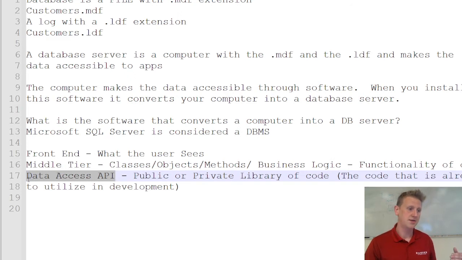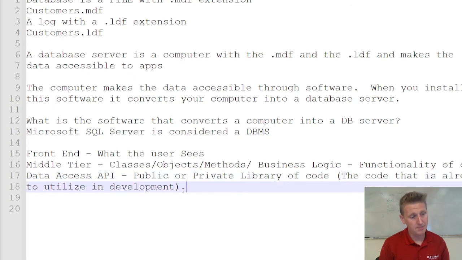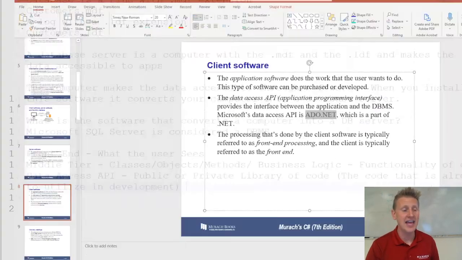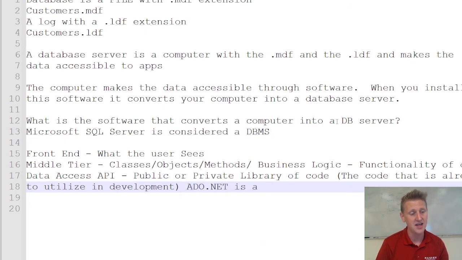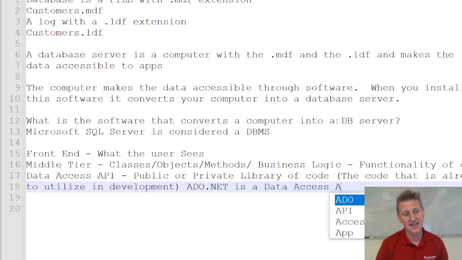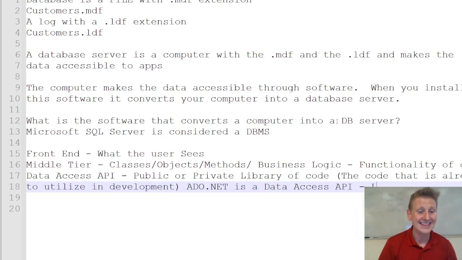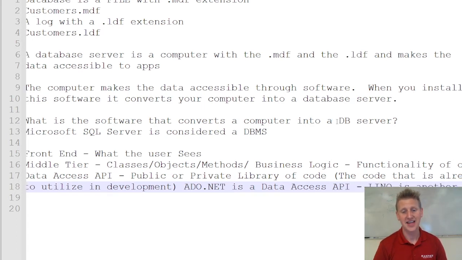In the .NET world, and they're going to talk about this here, there's a data access API called ADO.NET. ADO.NET is a data access API. It is one way to have your middle tier work with the database on the back end. LINQ is another data access API.